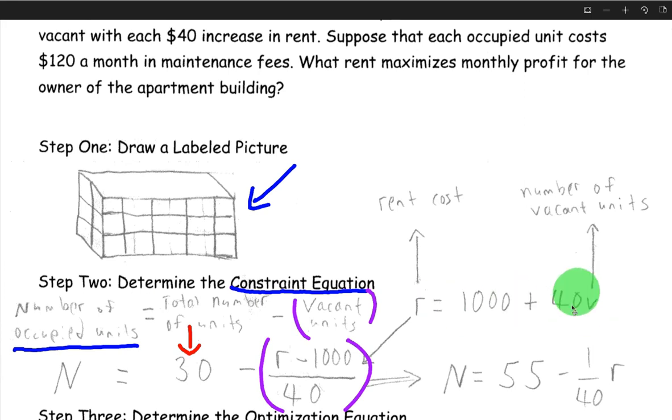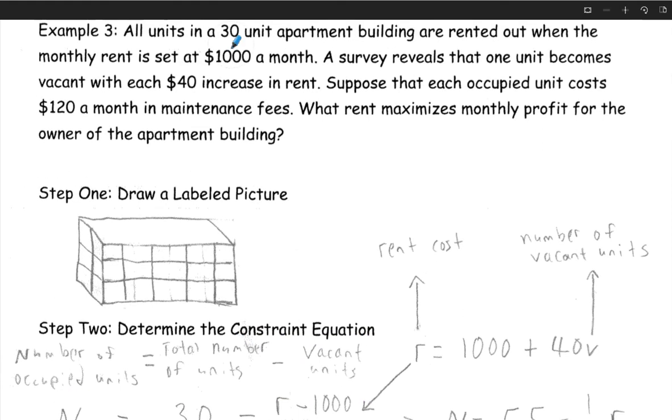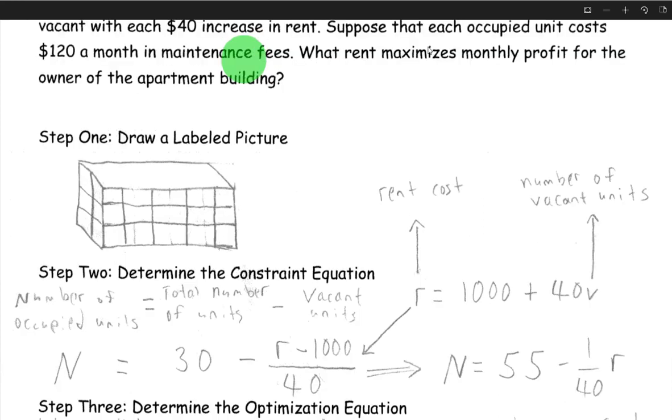So we're going to use this simple formula to get V by itself. We would subtract 1,000 and divide by 40. That would give us the number of vacant units. Let's plug in, for example, 1,080 for R. You would get 1,080 minus 1,000 over 40. 80 over 40 is 2. That basically tells us that if you increased the rent by 80, that'd be twice 40, so you'd have 2 more vacant units.